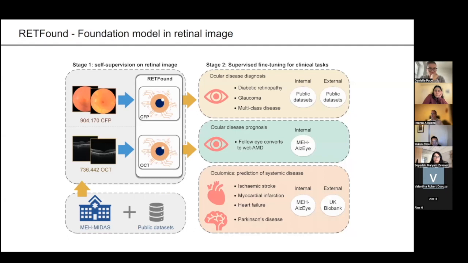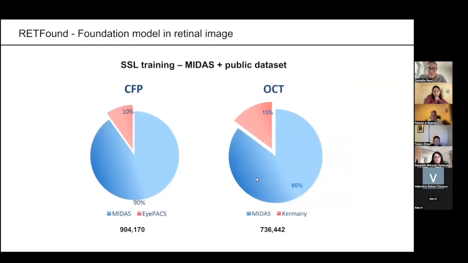So the RETFound research actually has two standardized stages. The first stage is self-supervision on the retina images, and the second stage is the foundation model evaluation using diverse downstream tasks, including ocular disease diagnosis, ocular disease prognosis, and oculomics, trying to predict systemic disease with the retina images.